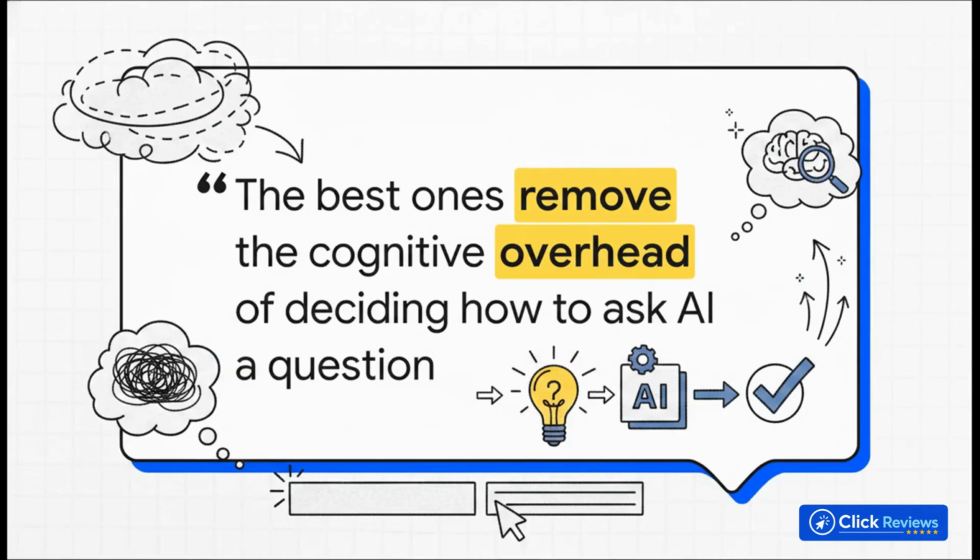This crucial point is captured perfectly by a community sentiment from the review file. Quote, "The best ones remove the cognitive overhead of deciding how to ask AI a question, and that is precisely what this product does." End quote. You no longer have to sit there staring at a blinking cursor, wondering how to talk to the machine. The framework handles the how. You just have to bring the what.